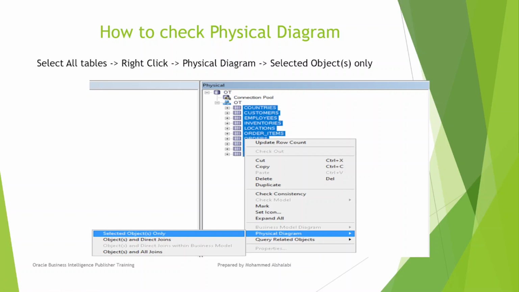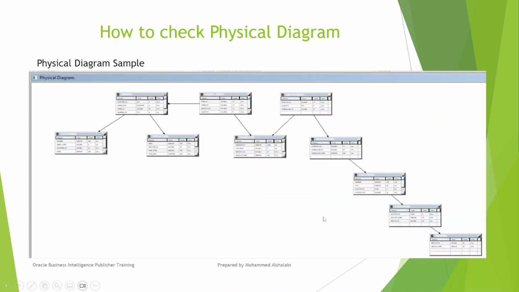How to check the physical diagram? By selecting all objects or all tables, right click physical diagram. You can select either selected object only, object and direct joins, object and all joins. I prefer to select the required tables and selected objects only. Here is an example of the physical diagram sample after we imported all tables.